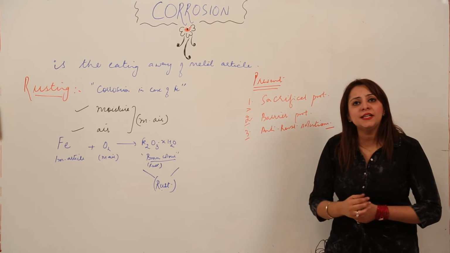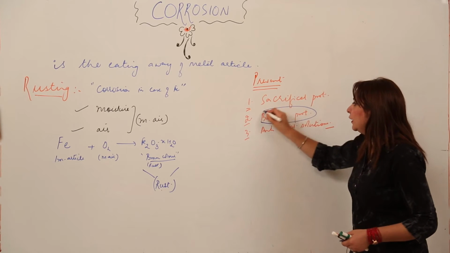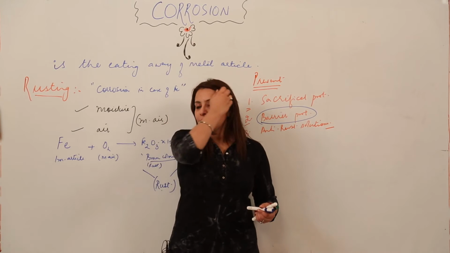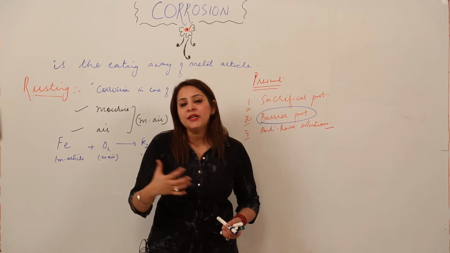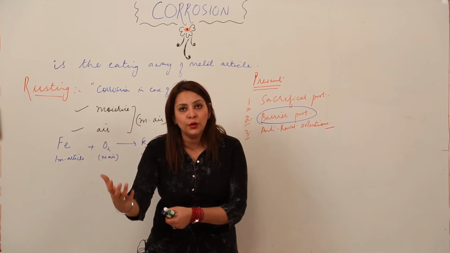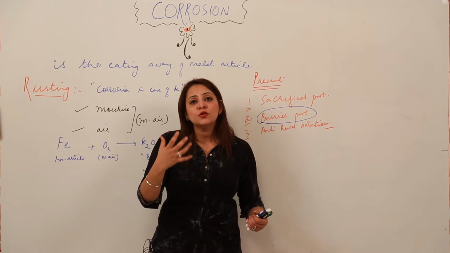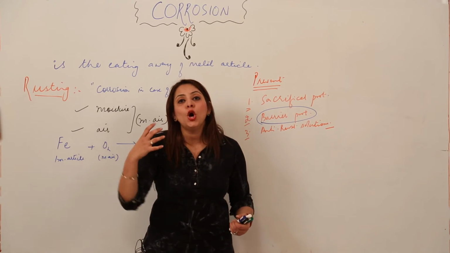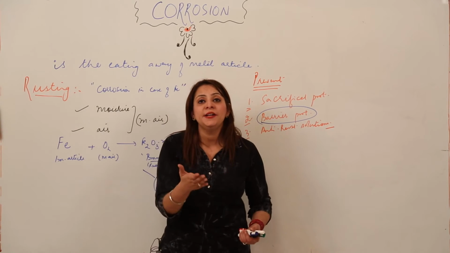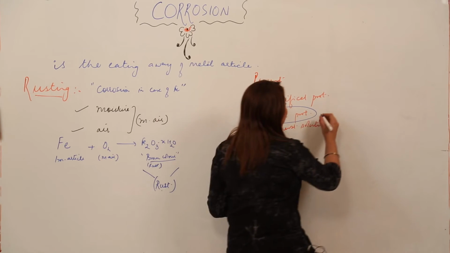Now we will be discussing these methods one by one. The first method I am discussing is barrier protection. What do you mean by a barrier? Suppose you go on a road and there is a barrier, what happens? You are prevented from going. Similarly, barrier protection means we will be using certain kinds of barriers which will not allow moist air to meet the iron article. So what barriers can be used in that case?